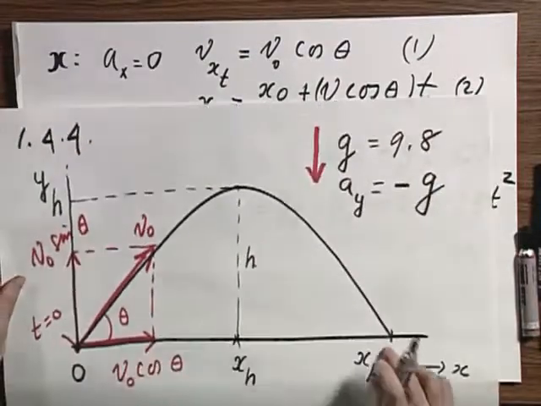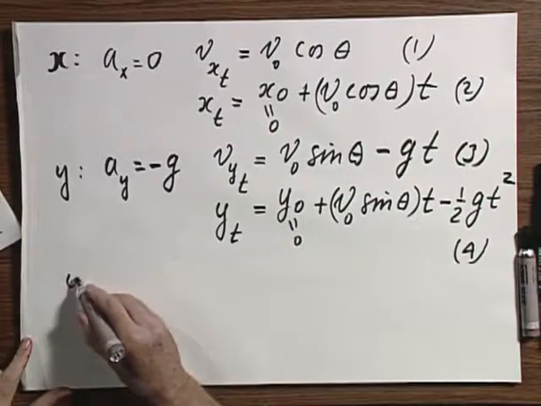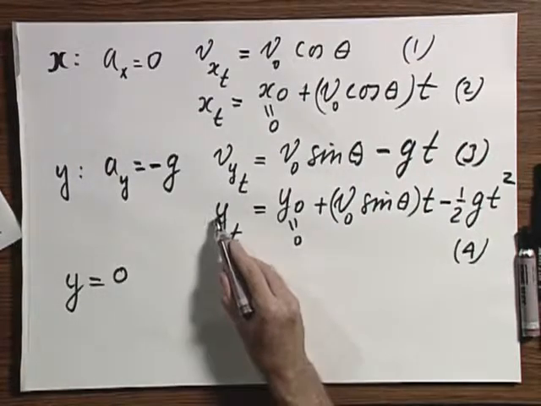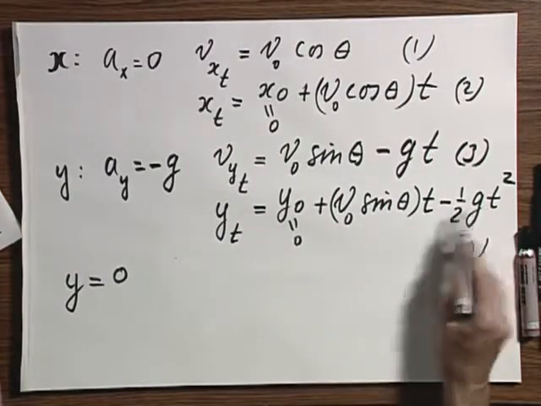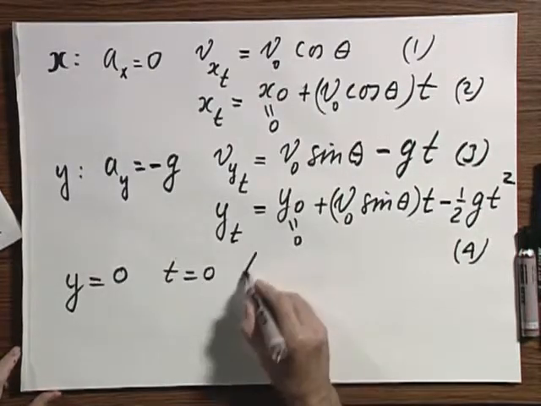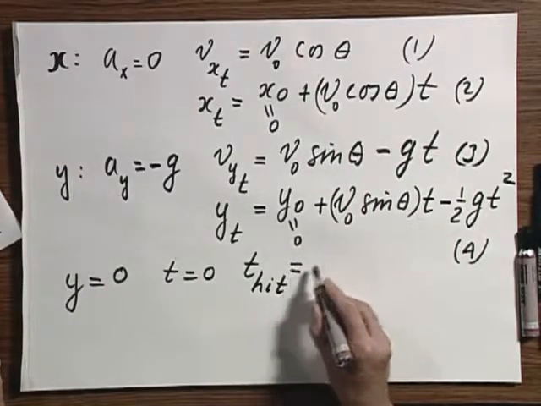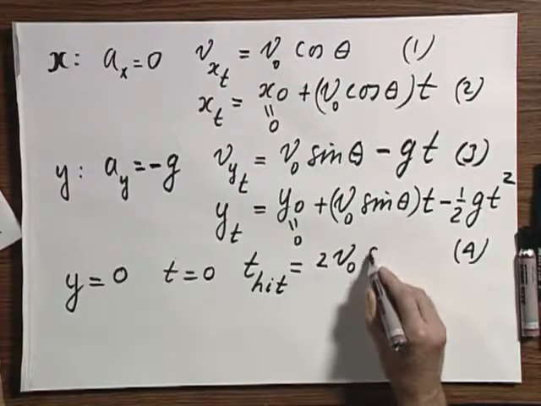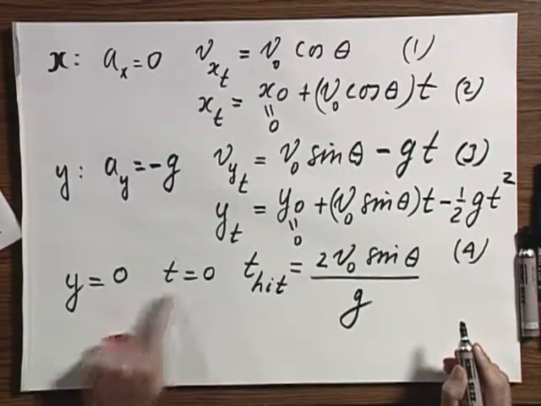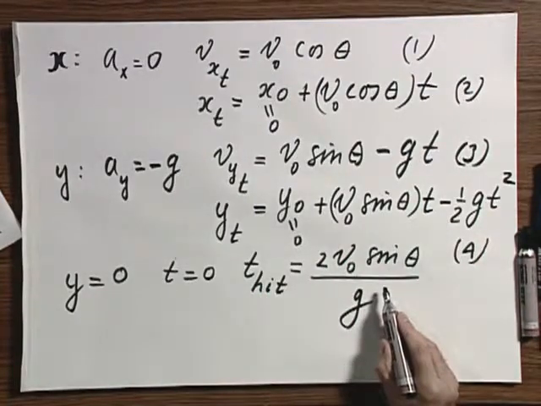Now the first question is, where does the ball hit the ground? When the ball hits the ground, I use equation number 4. y equals 0 when the ball hits the ground. If I substitute y equals 0 in this equation, then I find two solutions for the time. I find t equals 0, and I find the second time when it is at the ground, which is t hit, and that becomes 2 v0 times the sine of theta divided by g. So this is when it starts, when it is at y equals 0, and when it hits the ground again, y is again 0, and we find this immediately from equation number 4.